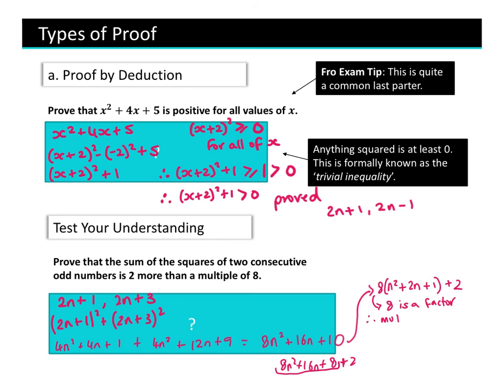Therefore, multiple of 8. And then here we have 2 more. Therefore, proved. Okay, it's really important that we have these proofs written like this so that the examiner knows, and we're laying it out in a very simple way.